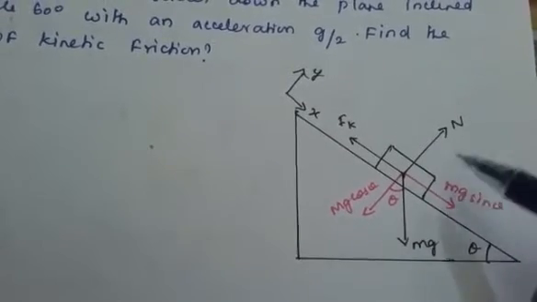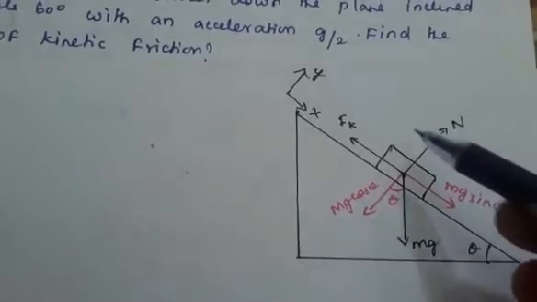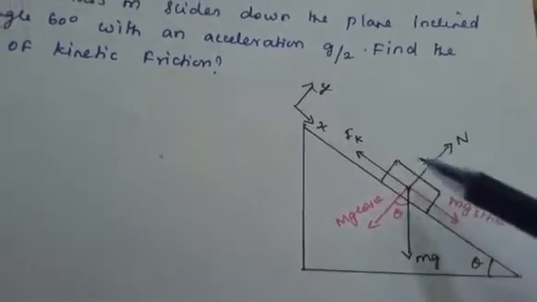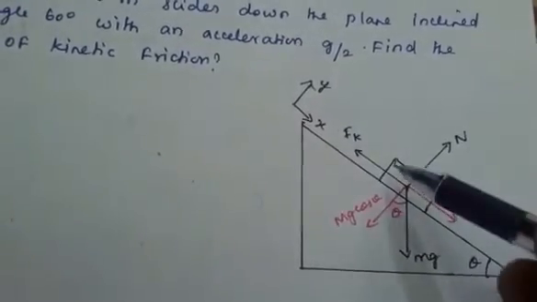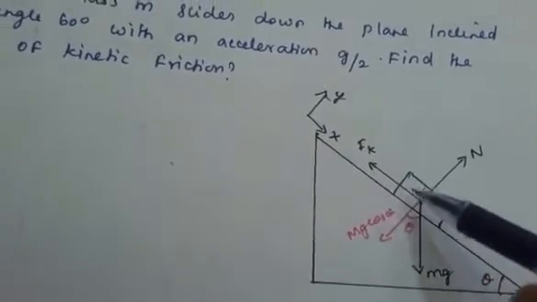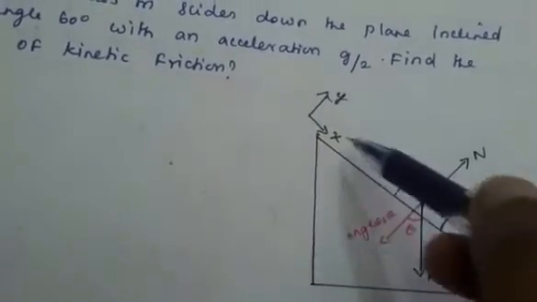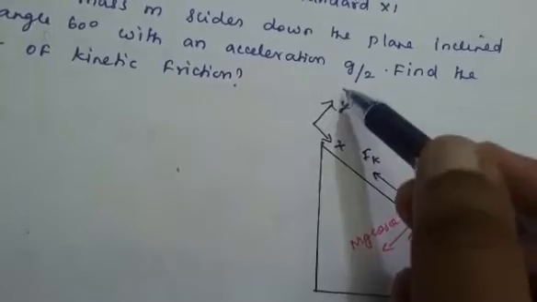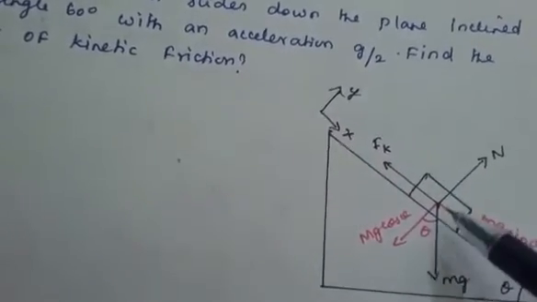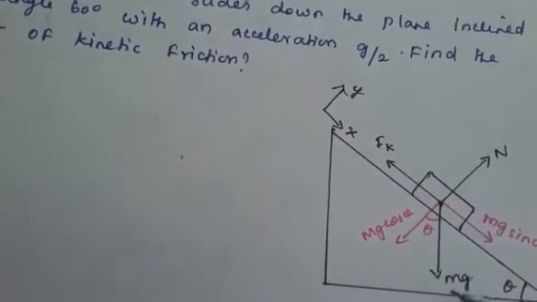As the block is moving on the surface, the kinetic friction is acting here. The block is moving on the inclined surface, so the kinetic friction is acting here. This is F kinetic. So, this is your X direction and this is your Y direction.